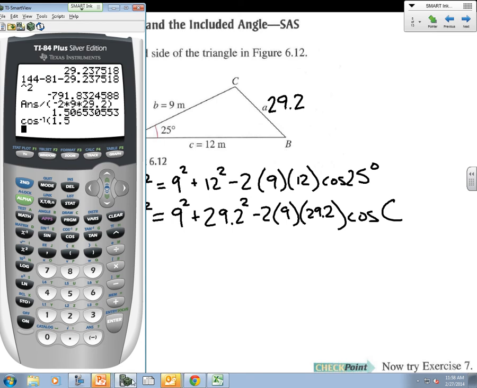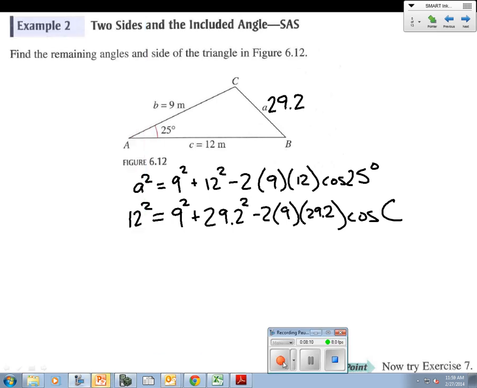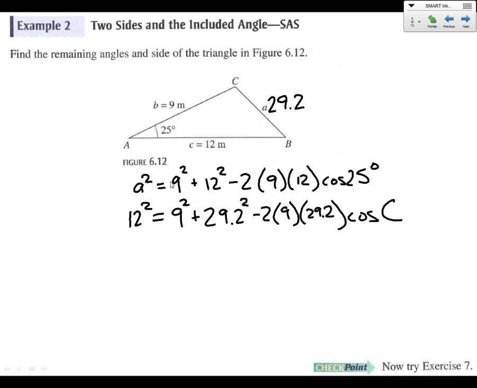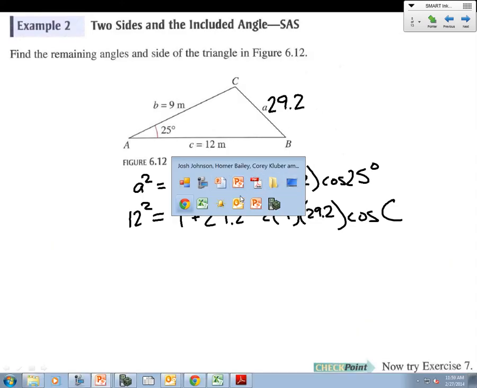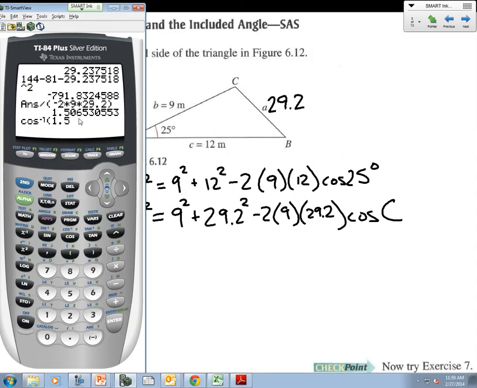Let me pause this for a second and see if I can find my error. Alright, got it. I made a silly mistake right here. A squared is 29.2. I forgot to square root. Forgot to square root, so let's grab the calculator. Square root of 29.2.